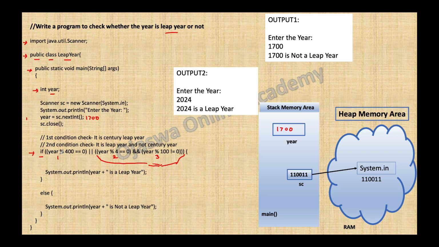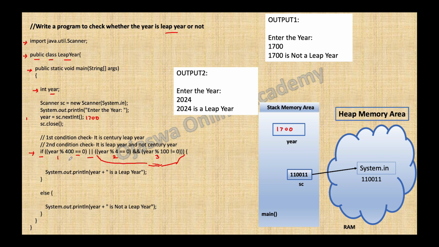If the remainder is 0, the comparison operator equal to checks whether the left hand side value is equal to the right hand side value. So if the remainder is 0, 0 equal to 0, the condition becomes true and control goes inside, because we are using the OR operator. When you are using the OR operator between two conditions, if the first condition is true, the second condition is not checked. Control of the execution goes inside the block.